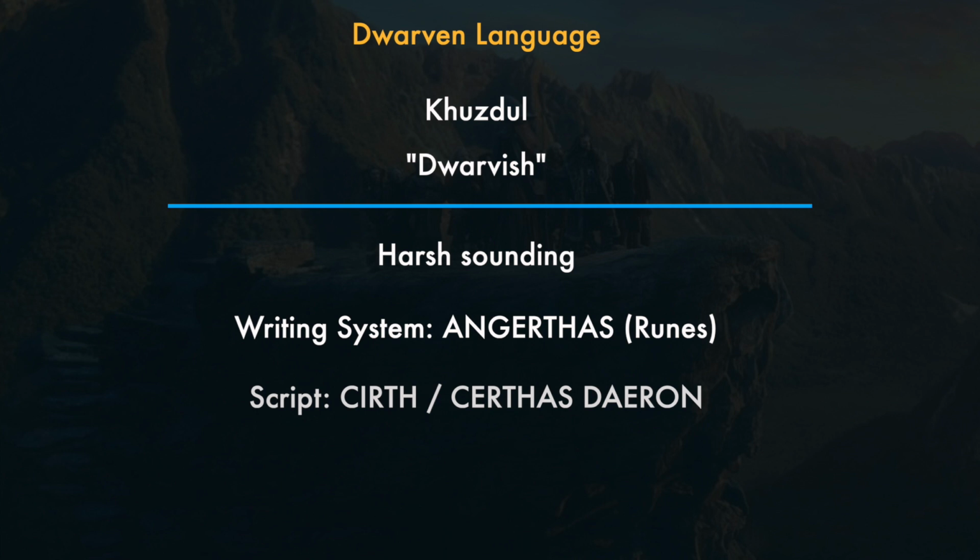Thus, the Angerthas is a runic writing system in Middle-earth, referred to simply as runes, and Cirth, also known as Certhas Daeron, was the larger and original script of runes created by Daeron. There were different variations of Angerthas depending on their adoption by each Dwarven clan.